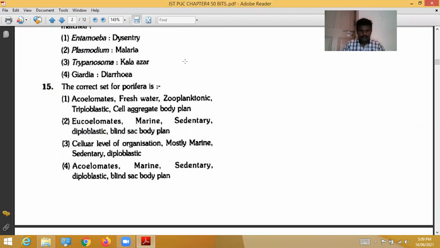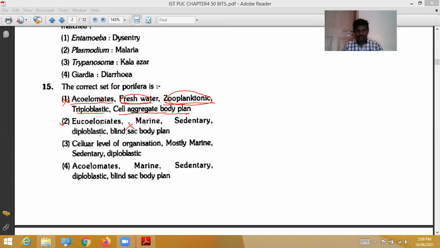The correct set for Porifera is: acoelomates, freshwater, zooplanktonic, triploblastic cell aggregate body. This is a wrong option related to Porifera. They are not freshwater only; they can be in both places. They are not zooplanktonic. Second: eucoelomates, marine, sedentary, diploblastic, blind sac. It is wrong. In this, some options are not related to Porifera.